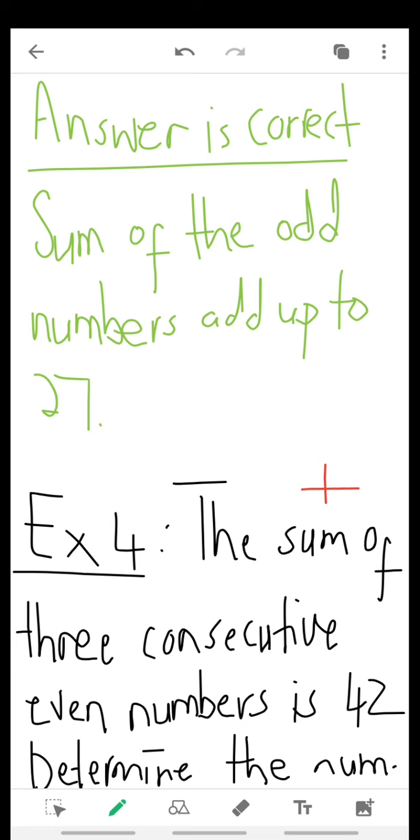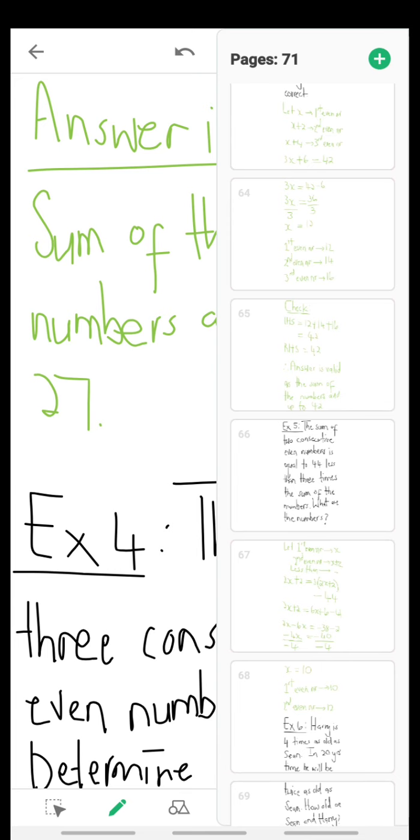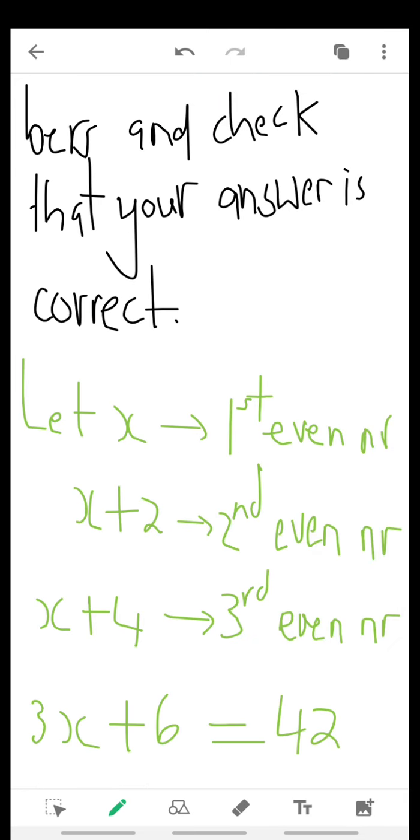The sum of 3 consecutive even numbers. I think we also know here, if they are consecutive, they will increase by 2. So if the first even number is x, the second one will be x plus 2, the third one will be x plus 4. So their sum is 42. Determine the numbers and check that your answer is correct.